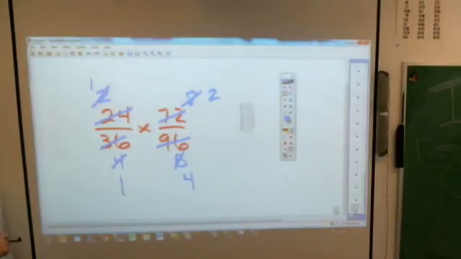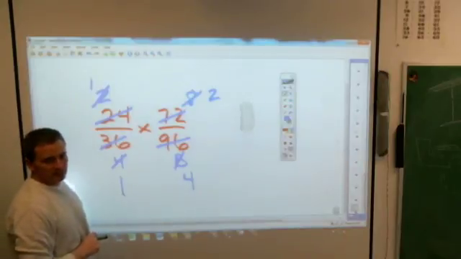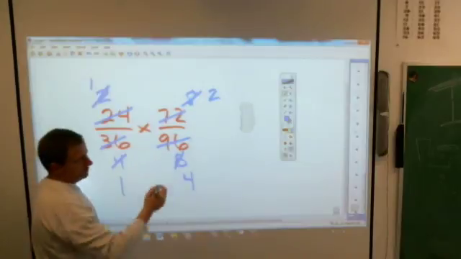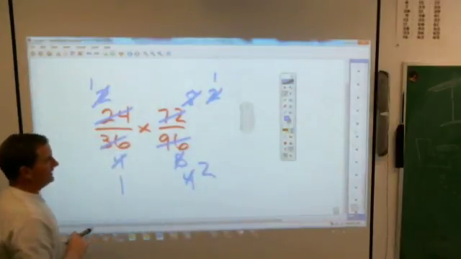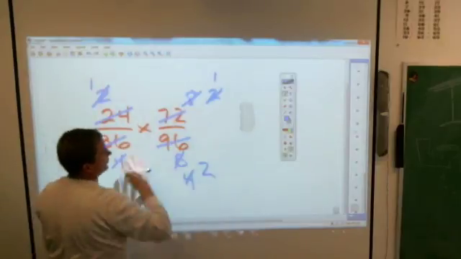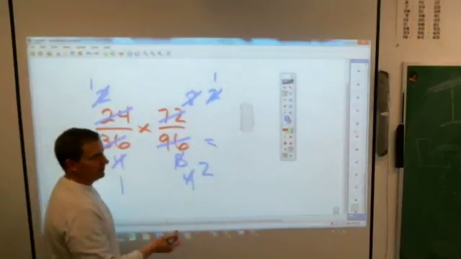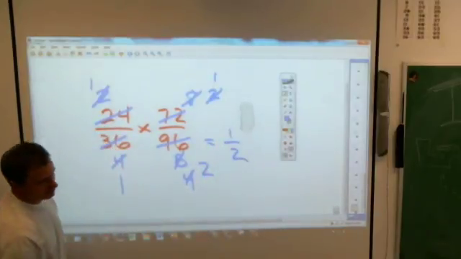1 goes into 4? No, you can't. 1 doesn't change anything. 2 goes into 2 once, 2 goes into 4 twice. Anything else? I'm left with a 1 and a 1 and a 1 and a 2. When I multiply all that out, I get 1/2, which is what the answer will be.